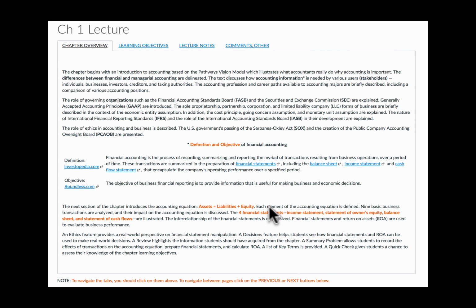These lecture tabs for Chapter 1 include chapter overview, learning objectives, and lecture notes. There's nothing much here under comments for now. Now, these lecture notes are actually the publisher/author's lecture notes with some observations, some modifications, some emphases that I've made to them. So I modify them somewhat to emphasize certain things to make it easier for you to hopefully learn the concept, especially for this chapter 1.